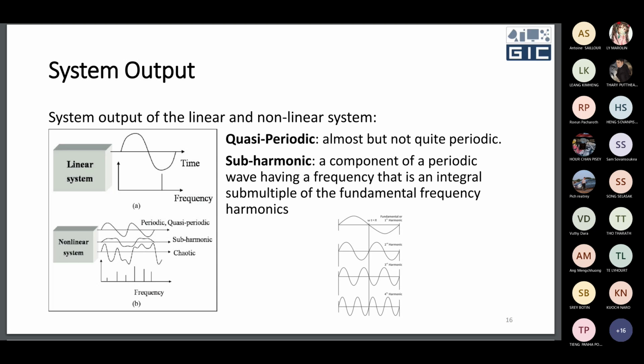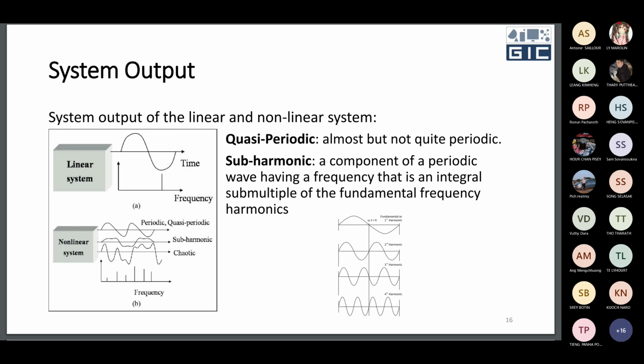But if it's quasi-periodic, what does quasi-periodic mean? You can see the definition of both. Quasi-periodic is a kind of periodic signal, but almost periodic. It means that it's not totally periodic, but almost periodic. For example, the score that you need to pass is 50, but you get 49.99. It means it's nearly the pass score, but it's not the pass score. Those kinds of output signals we call quasi-periodic.